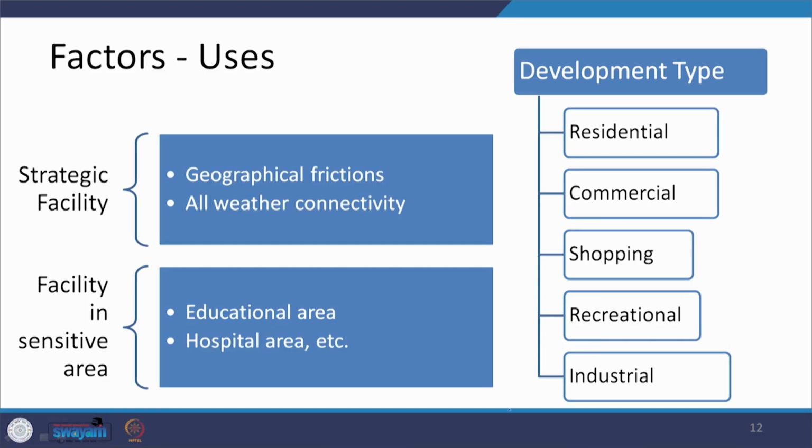Then let us look at another one, which is related to strategic facilities, where there can be either geographical frictions or other connectivity needs to be provided. Say we are talking about the roads which have been constructed by the Border Roads Organization in the border areas or strategically important areas. So, these types of facilities are going to require something different than what you are going to provide in an urban area.